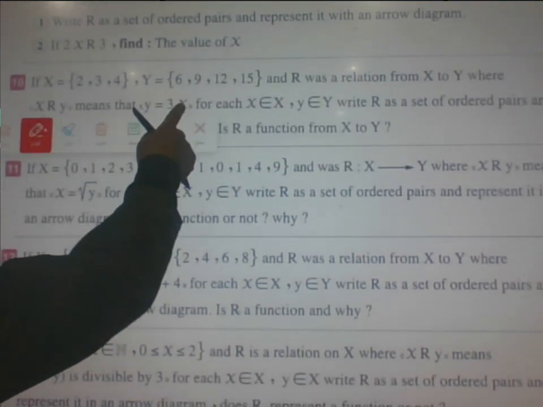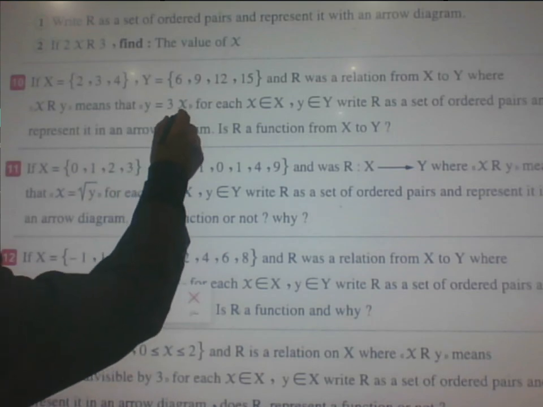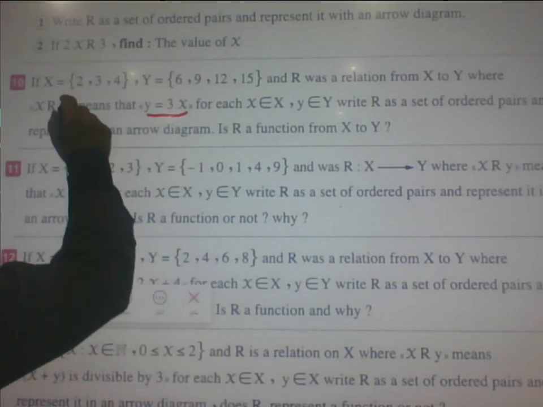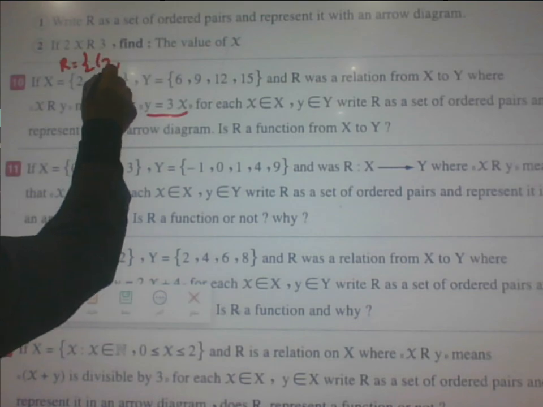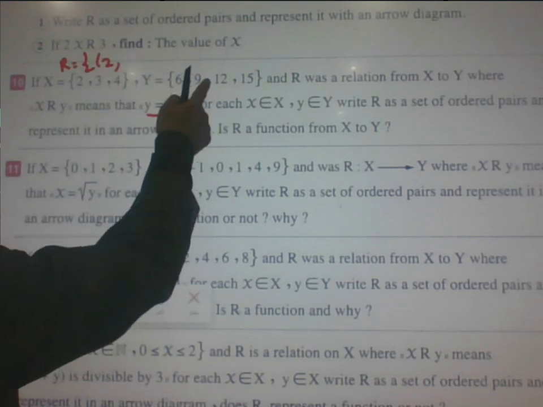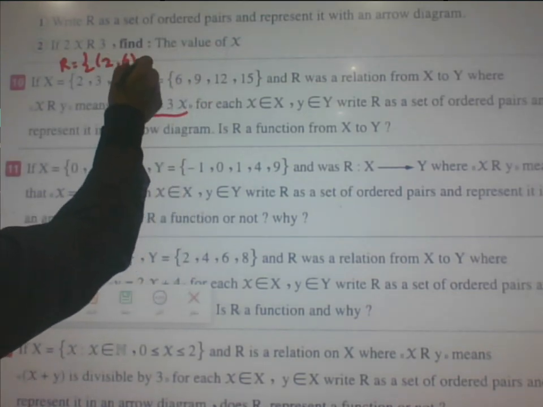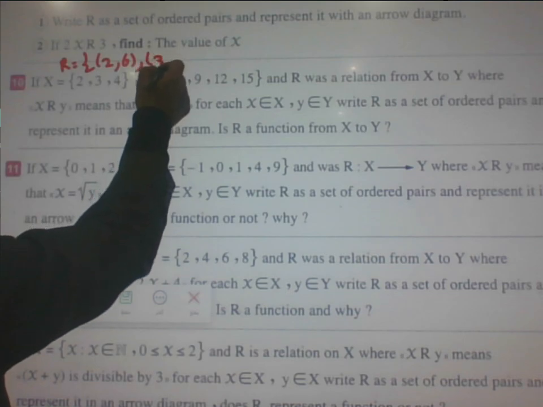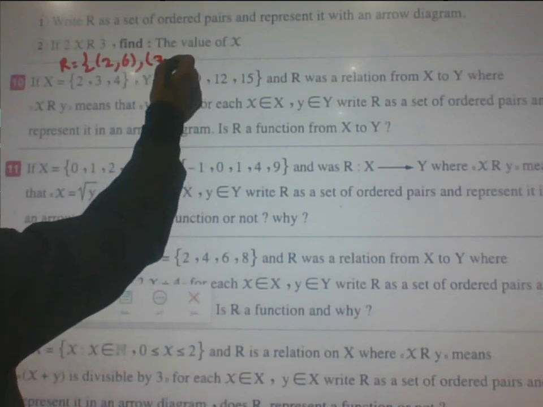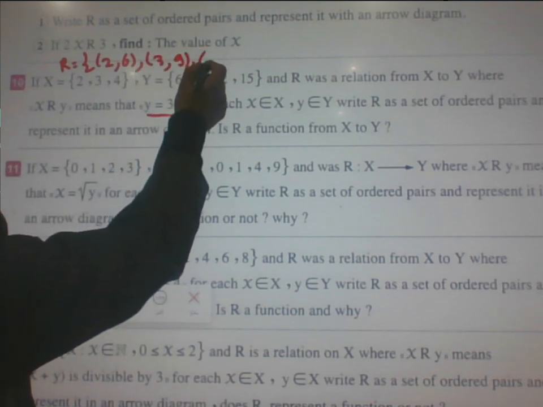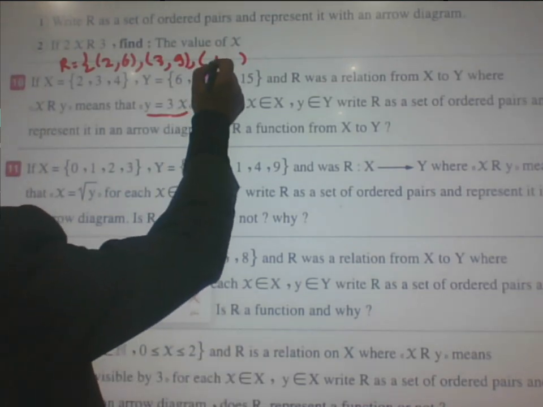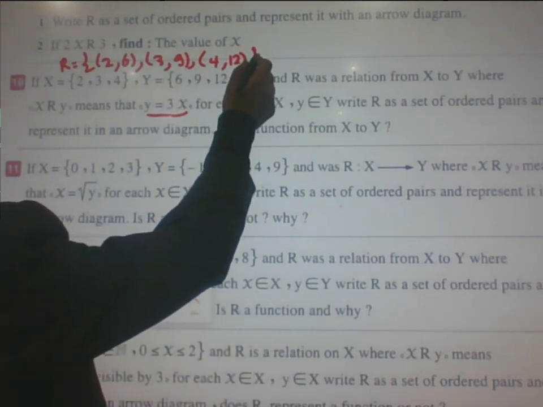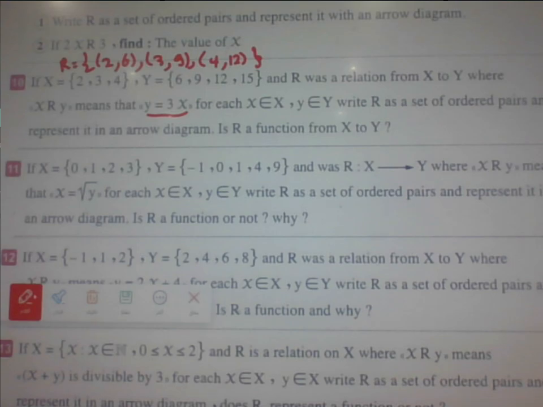Next question down, number 10. We have x and y. The relation here: y is 3 times x. Then we can write 2, 2 times 3 is 6. Then we have 2 and 6. Then put x equals 3. 3 times 3 is 9. Then we have 3 and 9. And the third one, 4 times 3 is 12. Then we have 4 and 12. This is the relation between x and y.